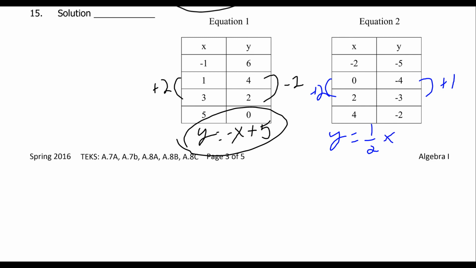4 times 1 half is going to be 2. 2 to negative 2 is going to be minus 4. So there's our second equation.